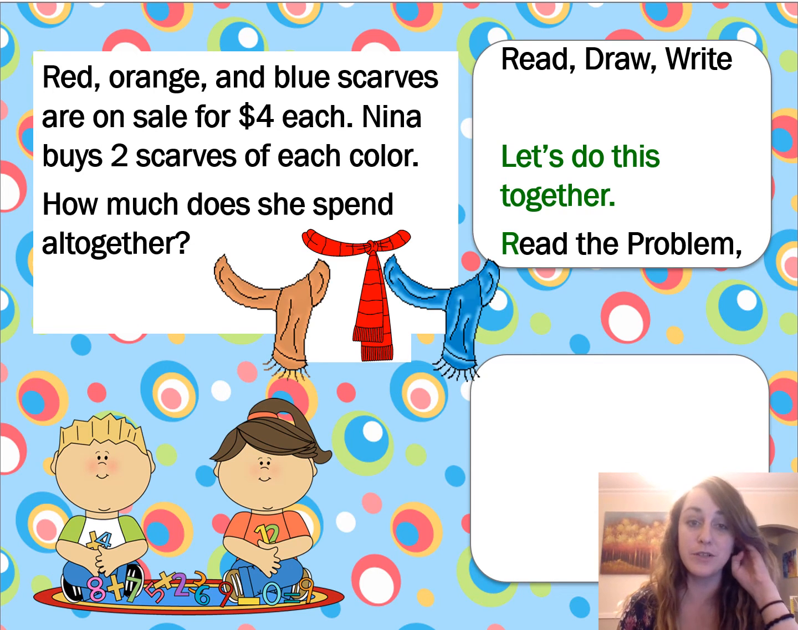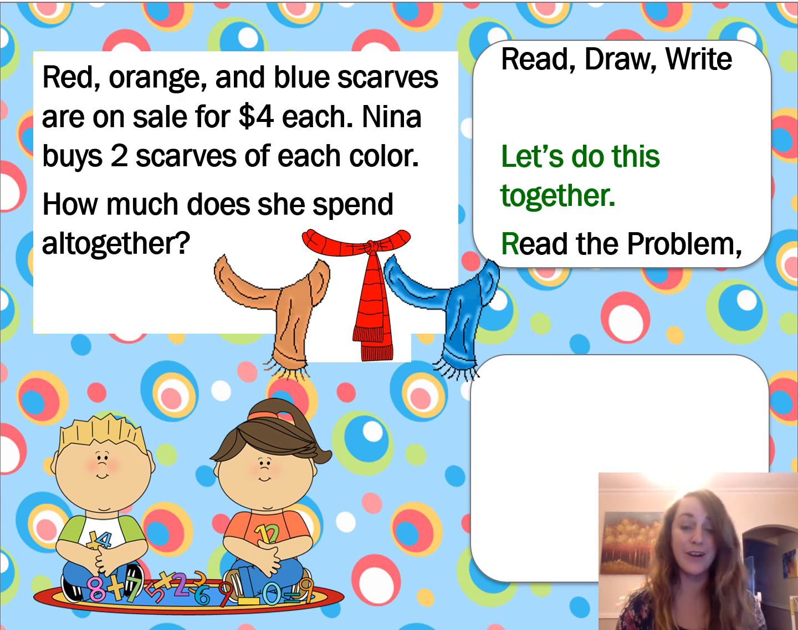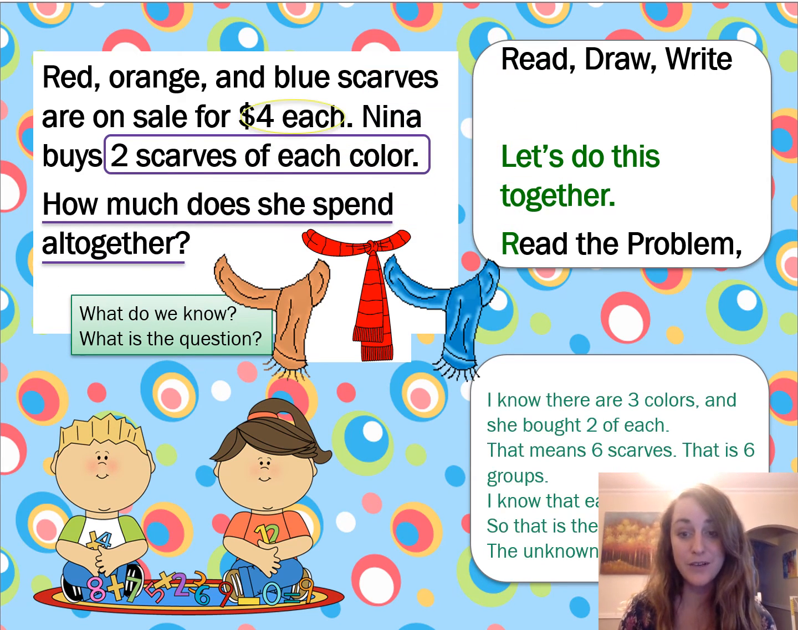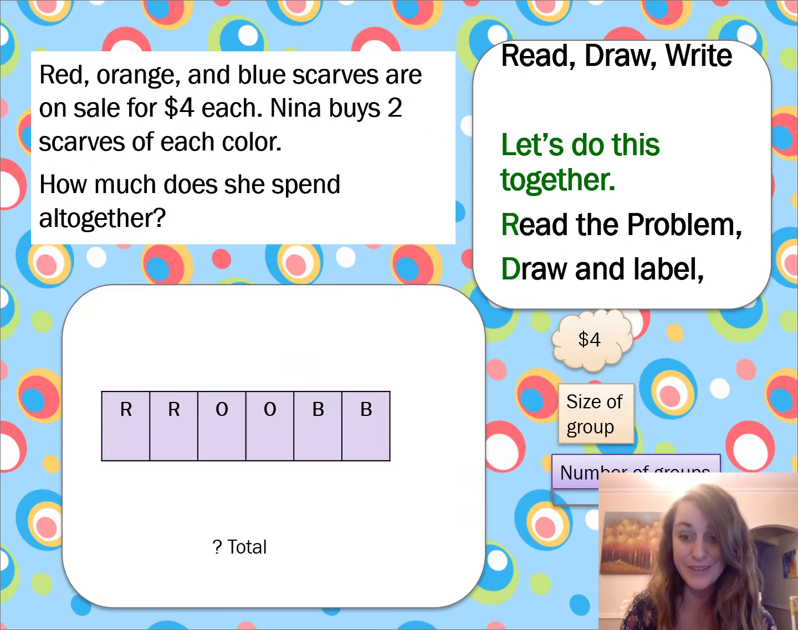Red, orange, and blue scarves are on sale for $4 each. Nina buys 2 scarves of each color. How much does she spend altogether? Let's ask ourselves, what do we know and what is the question? So far, we know that there are 3 colors and that she bought 2 of each. That means 6 scarves. There are 6 groups. I know that each scarf costs $4, so that is the size of each group. The unknown is the total.